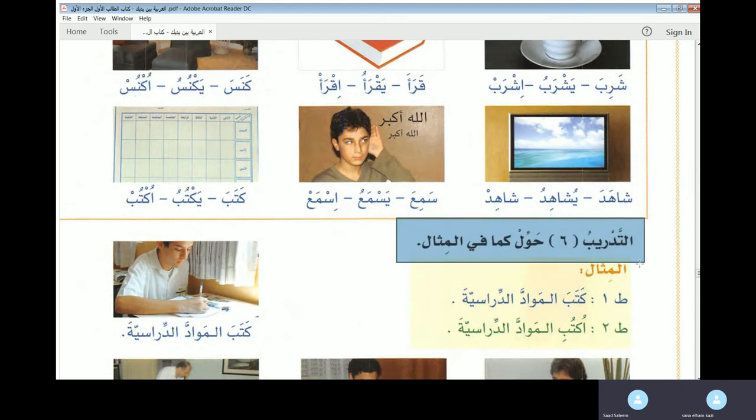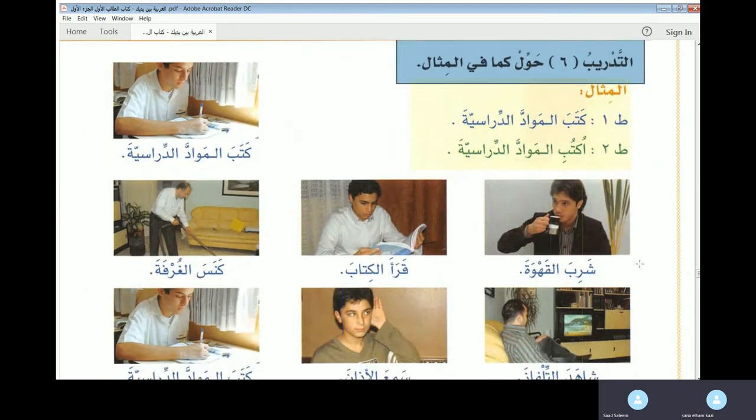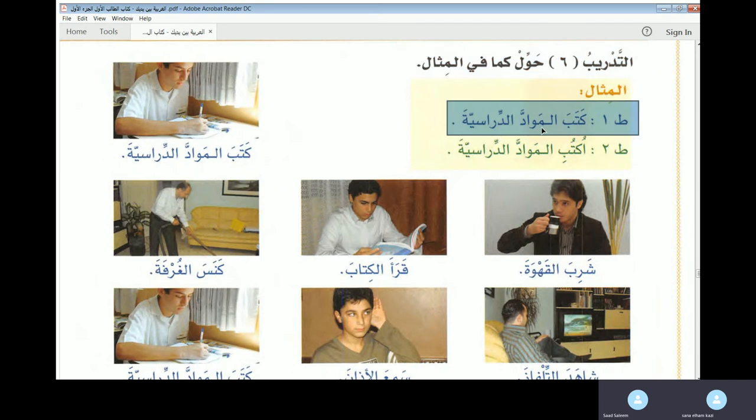Tadribul fadis. Arrange like in the example, al mithal: katabal mawad dirasiya. Kataba is he wrote, mawad dirasiya. He read this, right? Or mawad dirasiya is that he wrote the subjects. The subjects, okay. He wrote.